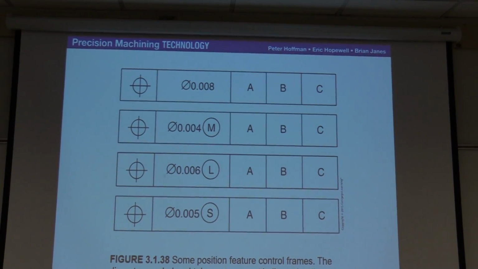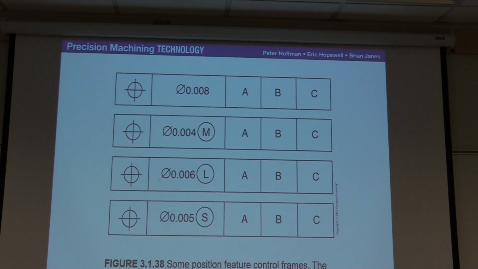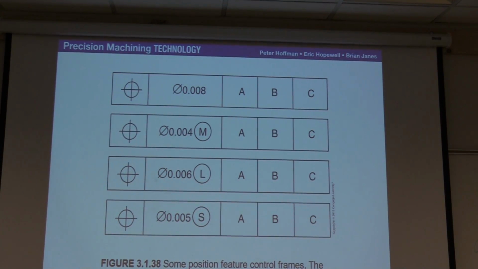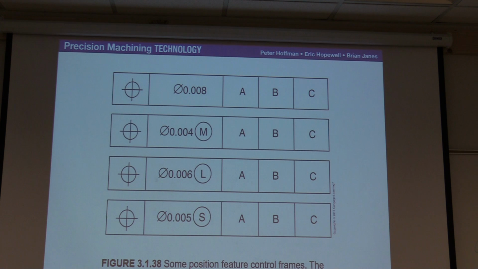Some position feature control frames. The diameter symbol and tolerance amount indicate the diameter of the tolerance zone. Letters A, B, and C are reference datums. Okay?